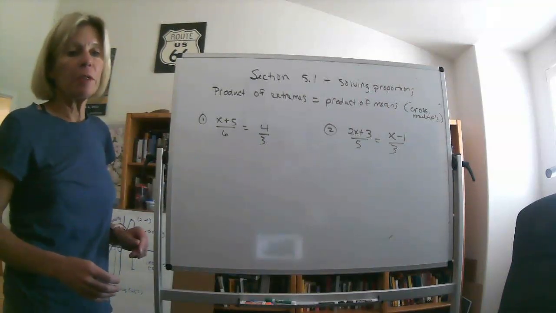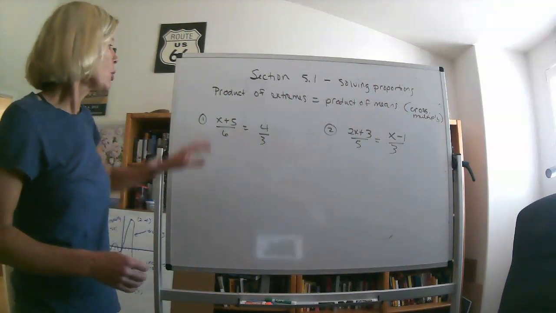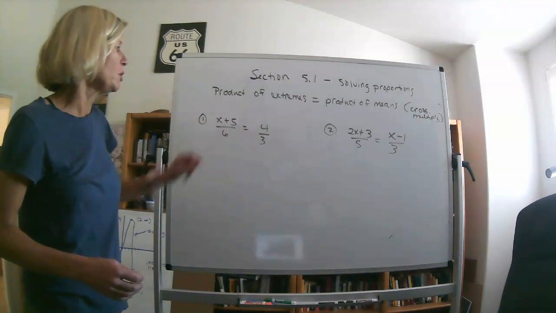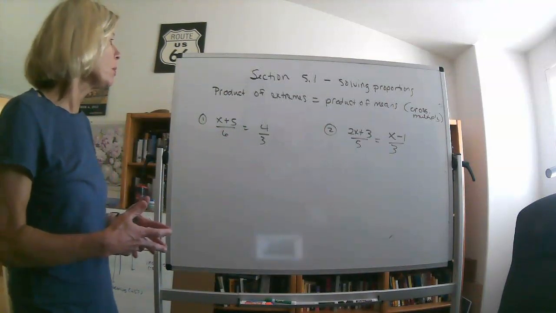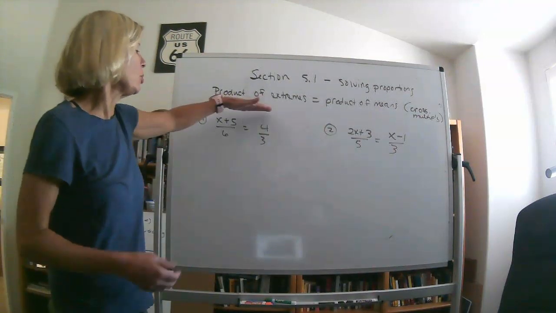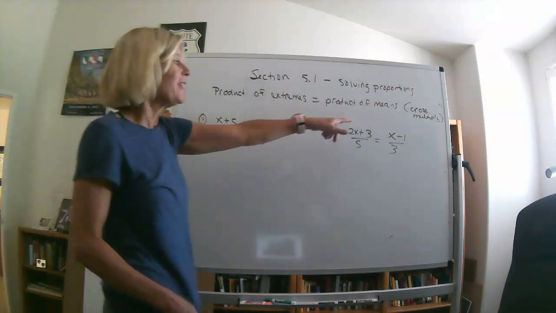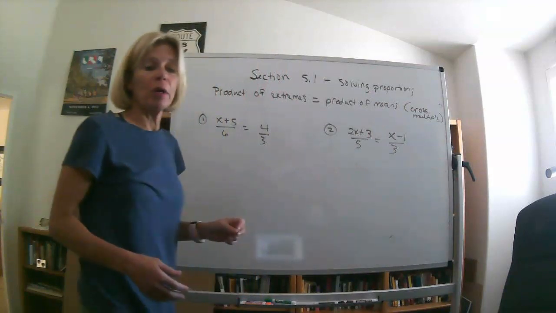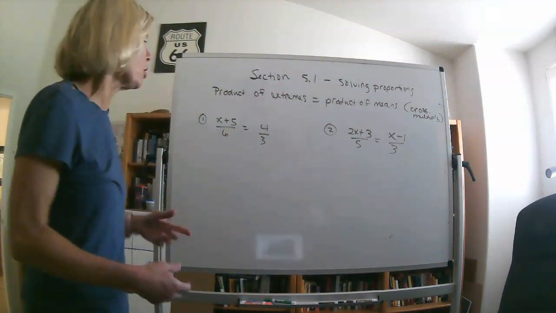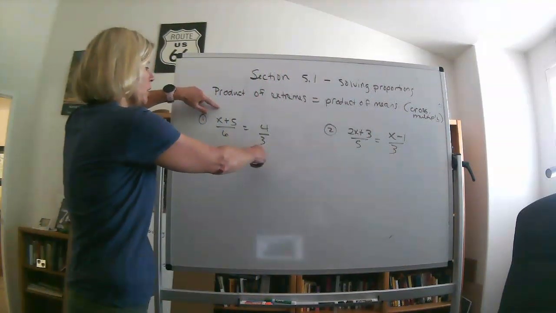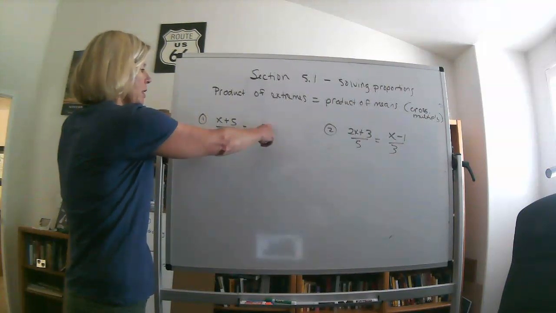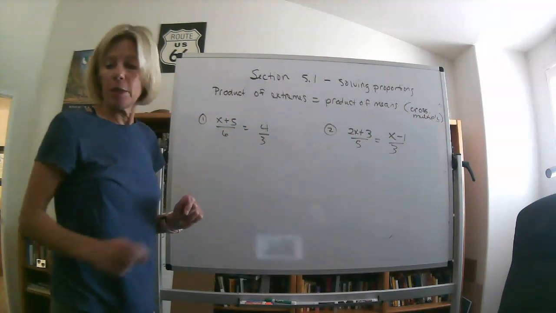This video is going to be about solving proportions. A proportion is just an equation with two ratios. You've probably heard the saying, the product of the extremes equals the product of the means. This is what allows us to cross-multiply to solve these problems. The extremes are on the outside, the means are in the middle.